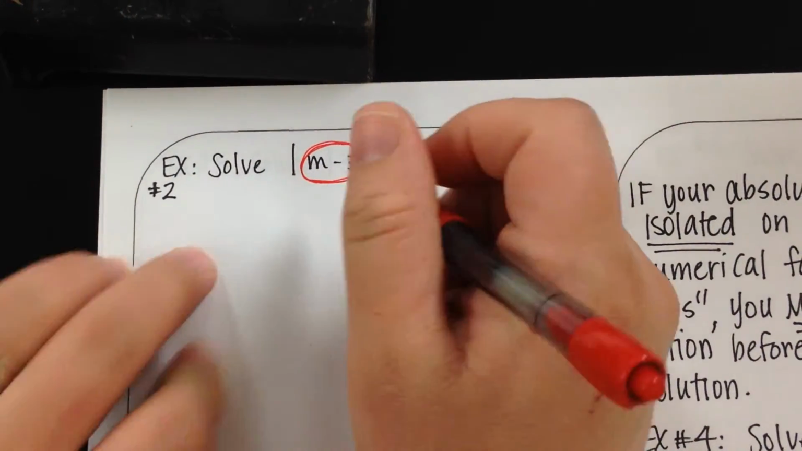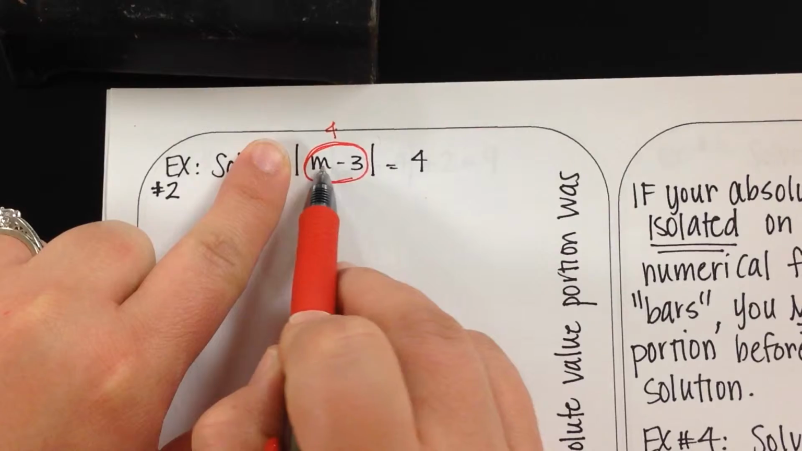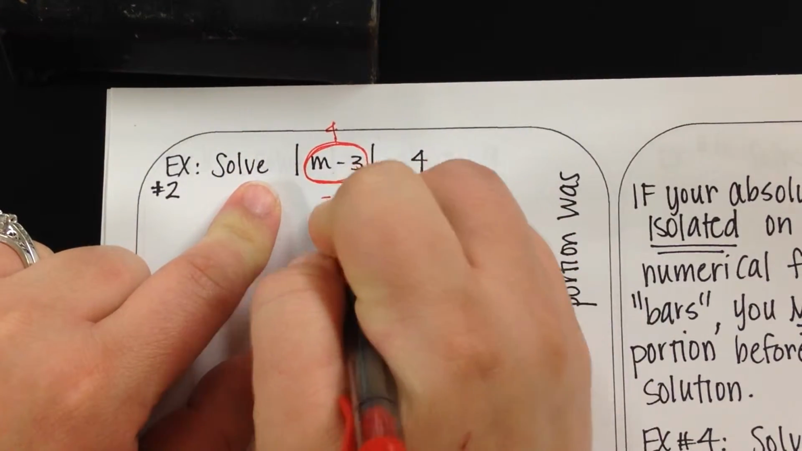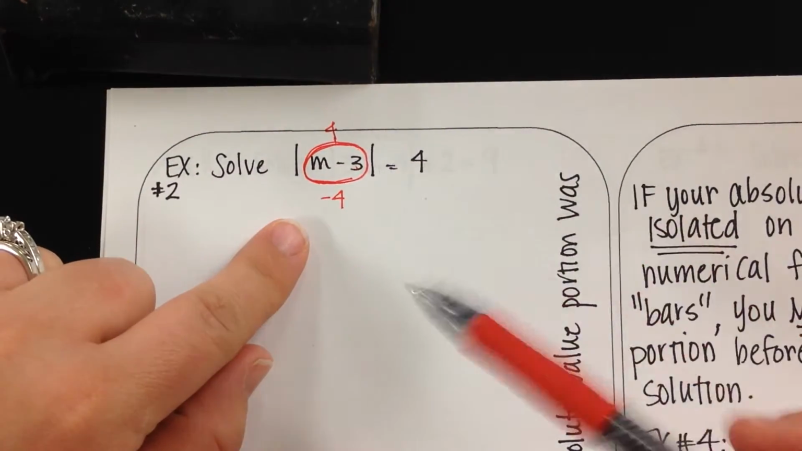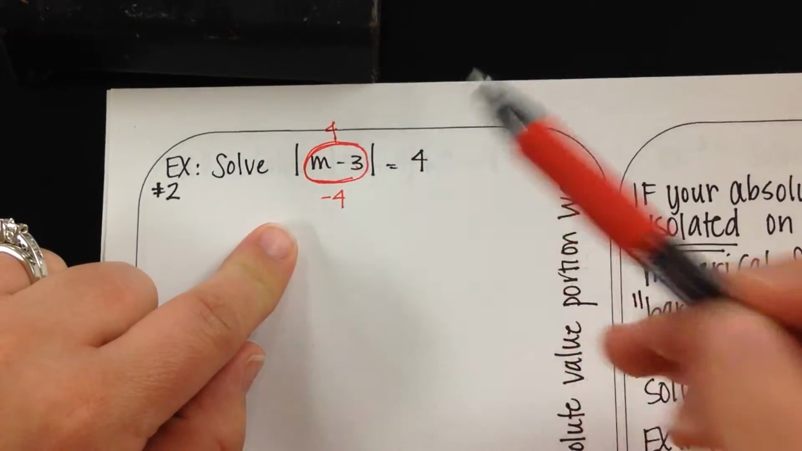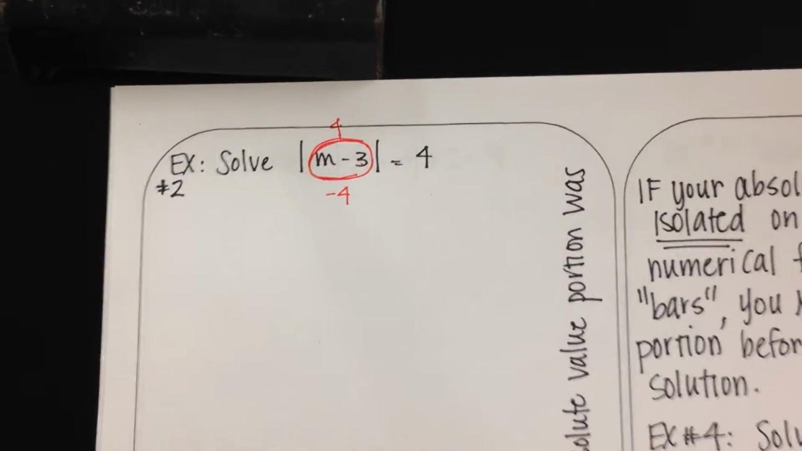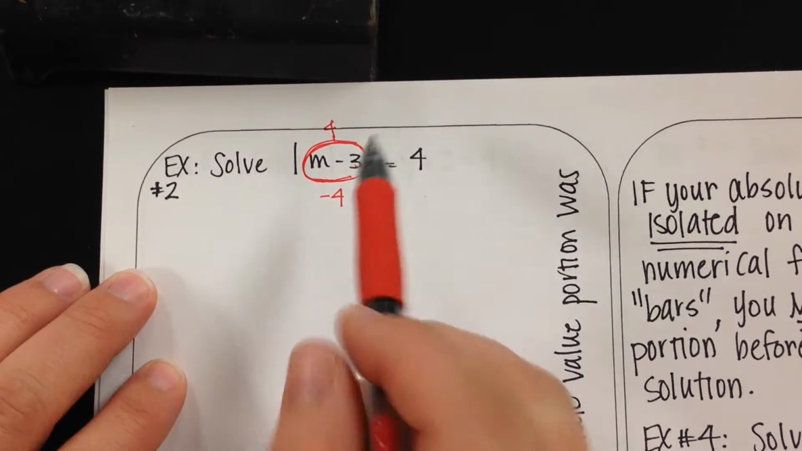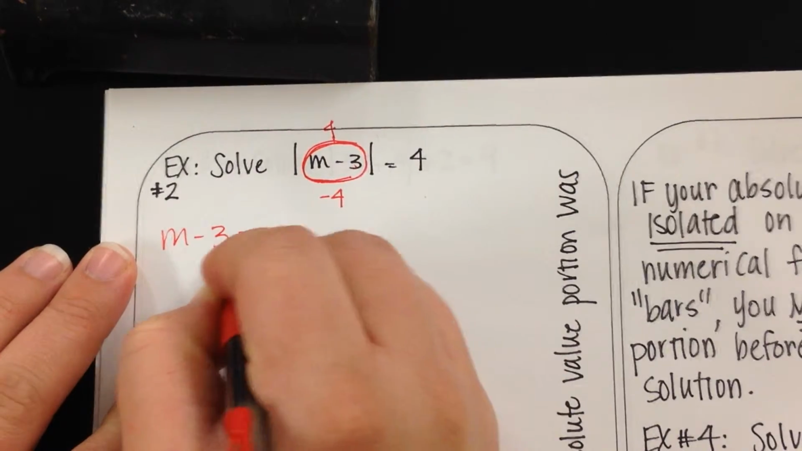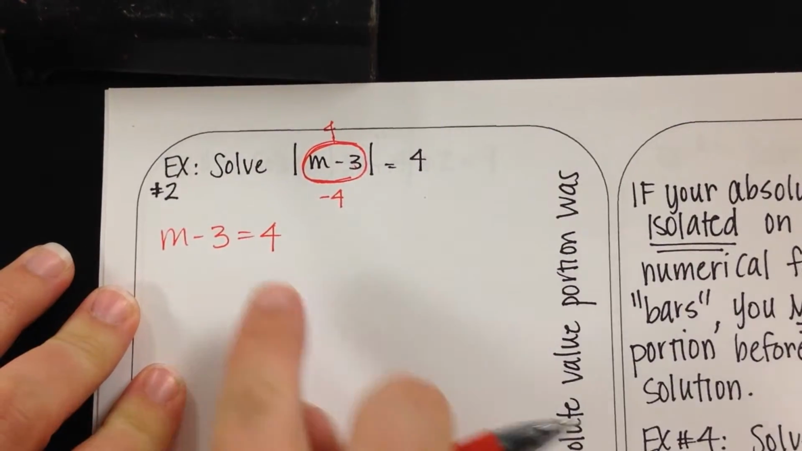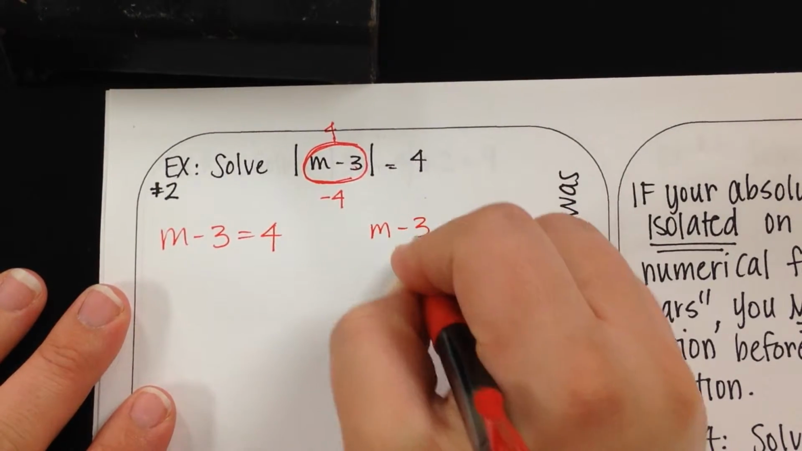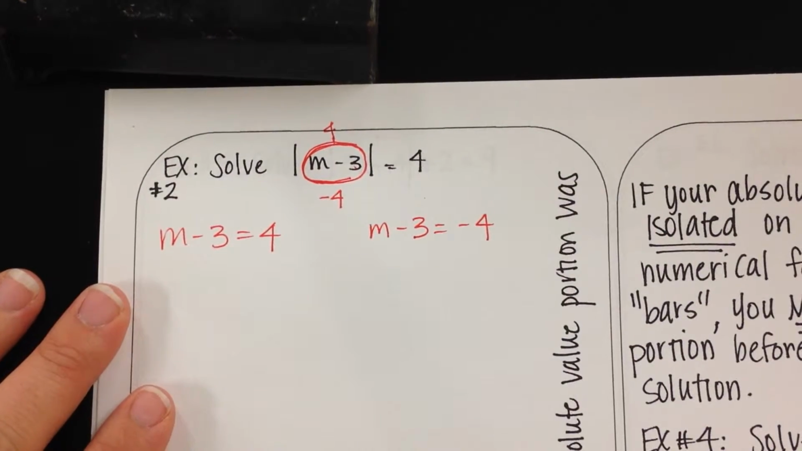So what we're trying to do is set m minus 3 equal to the positive version of 4 as well as the negative version of 4. Because essentially if this is equal to either 4 or negative 4, the absolute value of that will give me the positive version. So here you're going to write 2 equations. You're going to take the absolute value bars away. You're going to write one version equal to the positive version of 4. You're going to write the second equation equal to the negative version of 4.